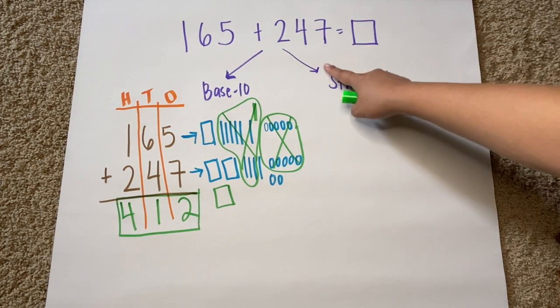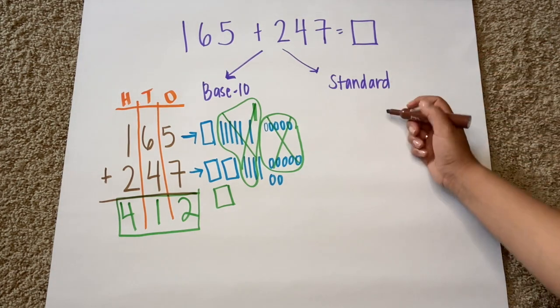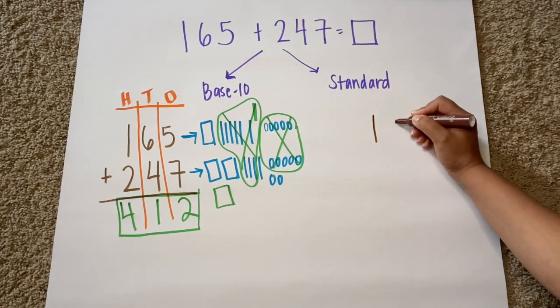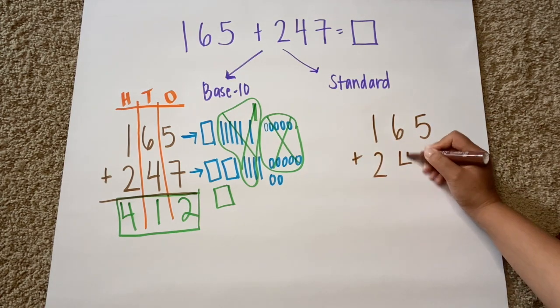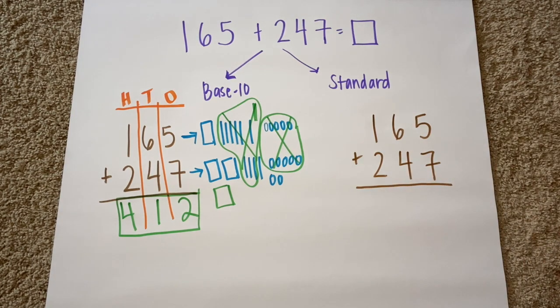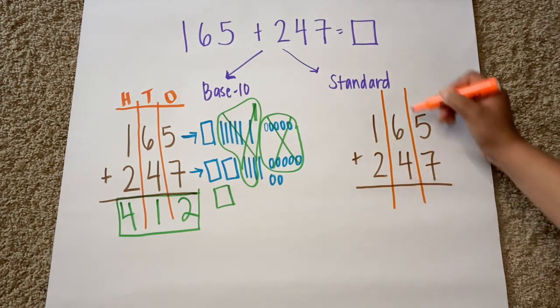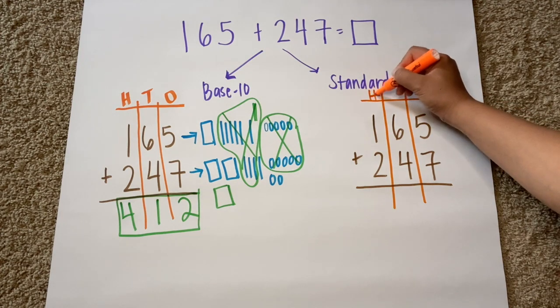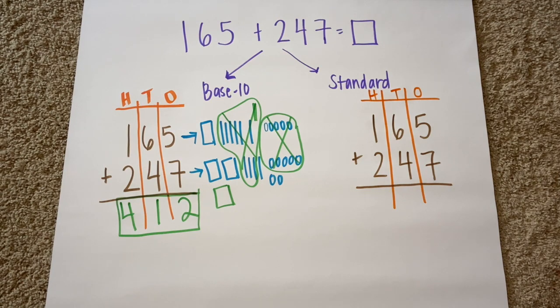Now let's do the same problem using the standard form. So same thing, I'm going to stack my numbers in vertical form. They're nice and stacked and they're neat. The next thing I need to do is draw my place value lines. H is for hundreds, T is for tens, O is for ones. Now that I have my place value lines, I am ready to add. So let's try it standard.